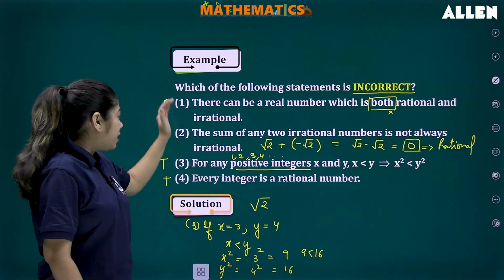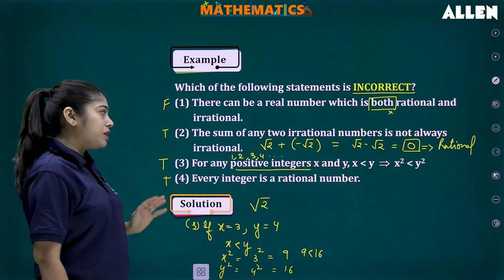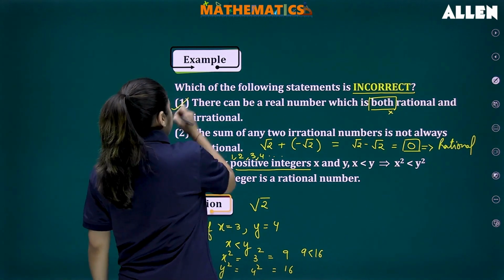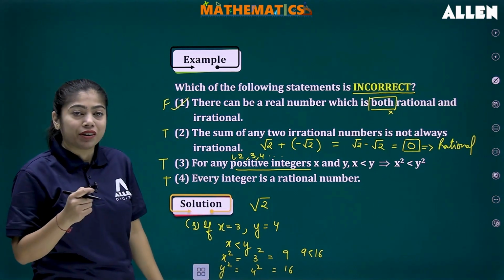So class, the second, third and fourth statements are true. The first one is false, hence option 1 is going to be our correct answer.